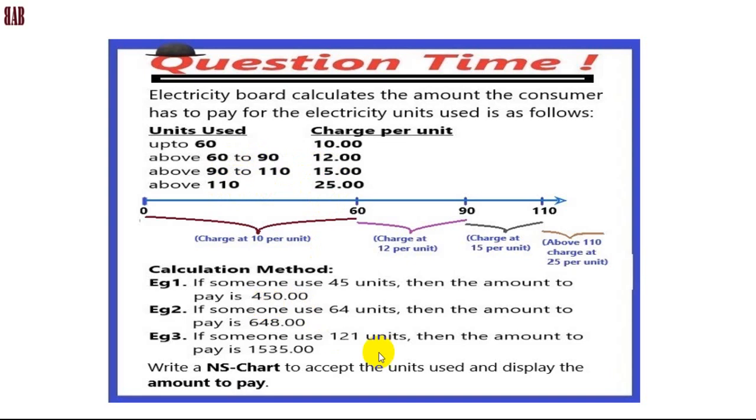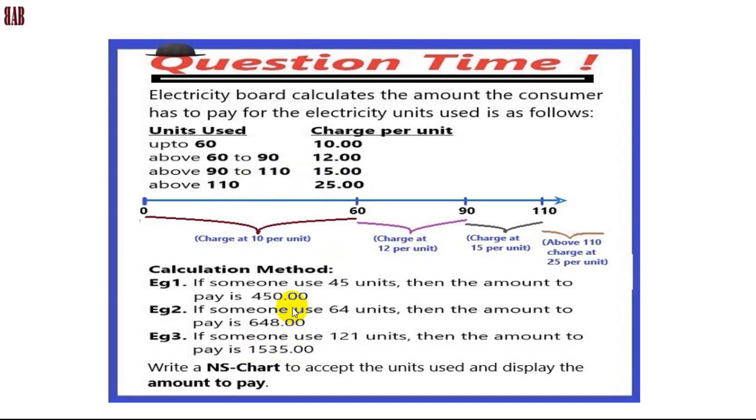In this case, since it is 121 units, up to 110 will be charged from these 3, and above 110 we have another 11. 110 plus 11 is the additional part to come to 121. So the 11 units will be charged at 25, and if you work that out, 60 by 10, the 30 by 12, the balance 20 by 15, and the rest of 11 by 25, the total comes to 1535. So this is how the calculation should be done.